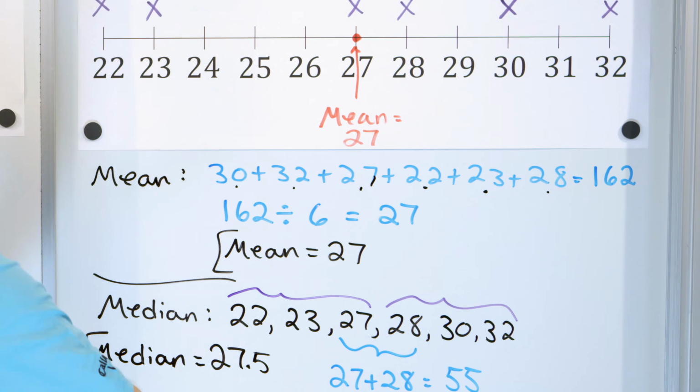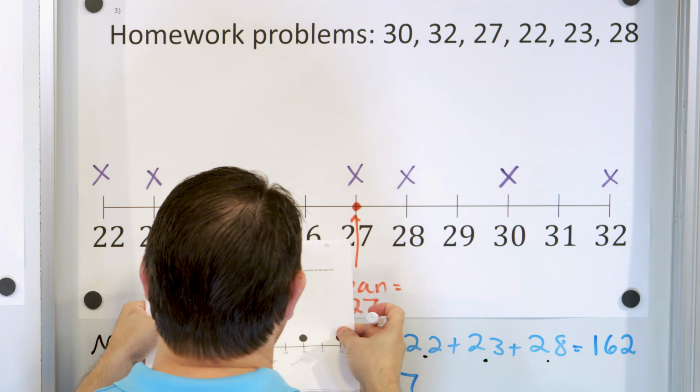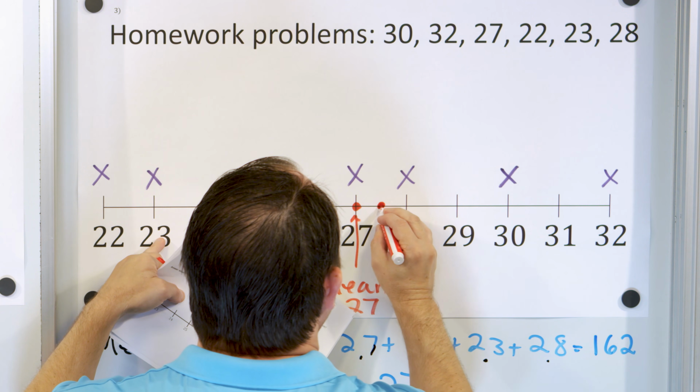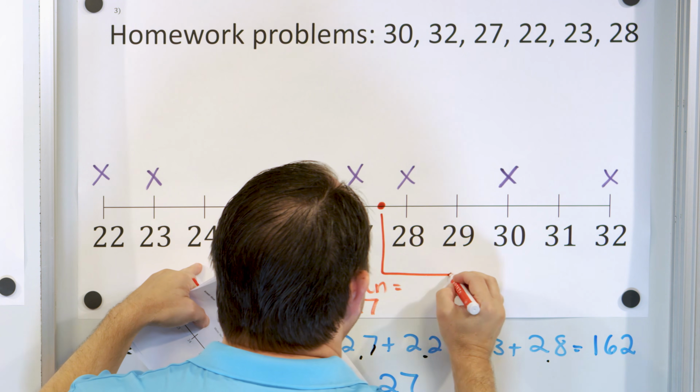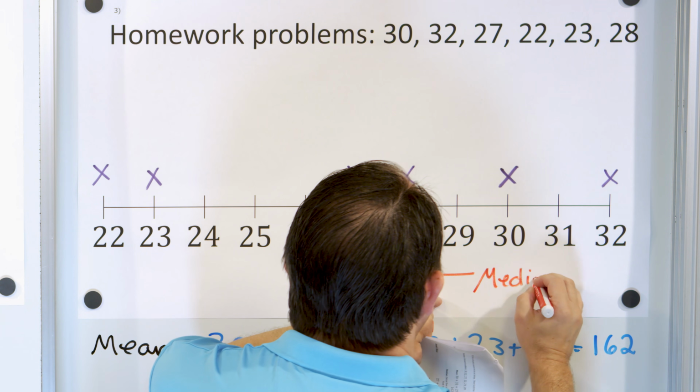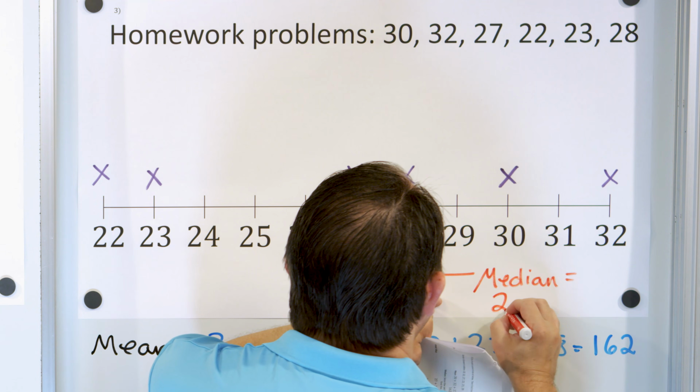So let's go ahead and put that on our chart. Here's 27, here's 28. So the median is actually going to be right in between. So I'll kind of come down here and draw my arrow over here. I will say median is equal to 27.5.